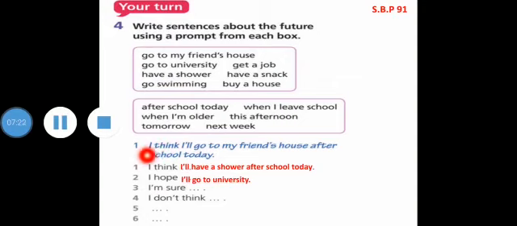Yes, number 1, I think I'll go to my friend's house after school today. I think I'll have a shower after school today. I hope I'll go to university when I leave school. Okay.